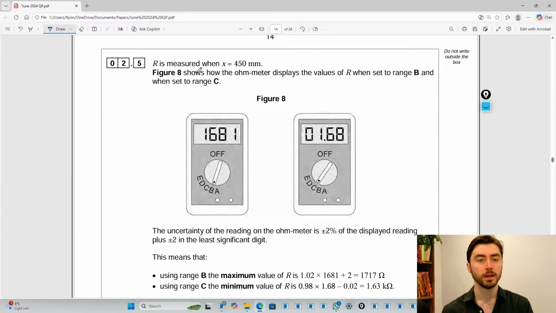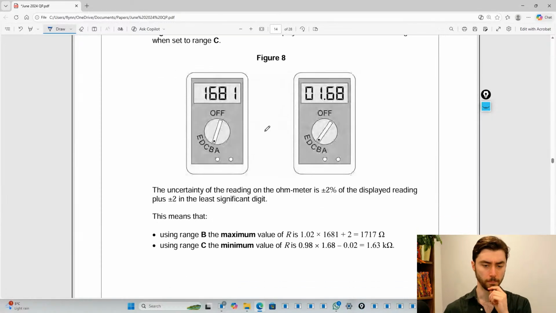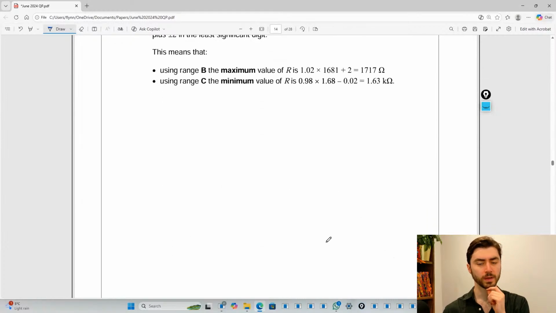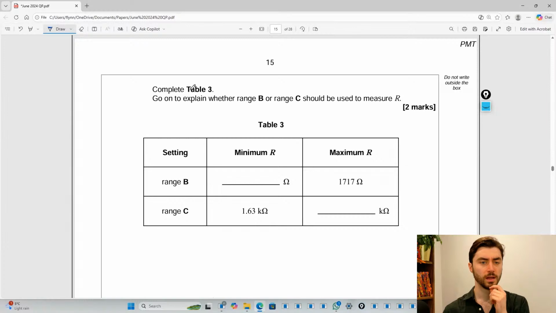So R is measured when X is 450. Figure 8 shows how the ohmmeter displays the values of R when set to the ranges B and C. The uncertainty of the reading on the ohmmeter is plus minus 2% of the displayed reading plus minus 2 in the least significant digit. Okay. So here 1.02. Okay. So reading the question, getting to grips with it. Complete table 3. So they're just teaching me something on the spot and getting me to use it.